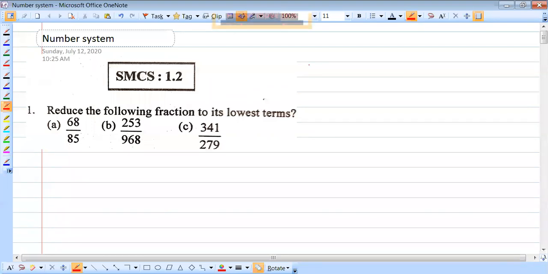Reduce the following fraction into its lowest terms. What is its lowest terms? Very simple. Suppose I have one number, 6 divided by 14. I want to further simplify 6 divided by 14. What I will do, I will see if there are any common factors for numerator and denominator. Yes, 2 is the common factor. So we can cancel by 2 table. 3 2s are 6 and 7 2s are 14. So the answer is 3 by 7.